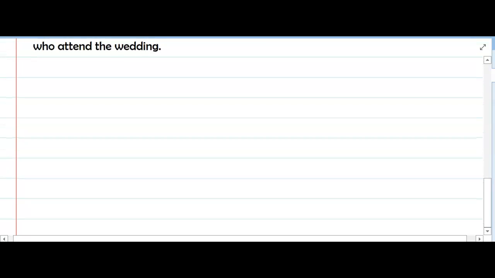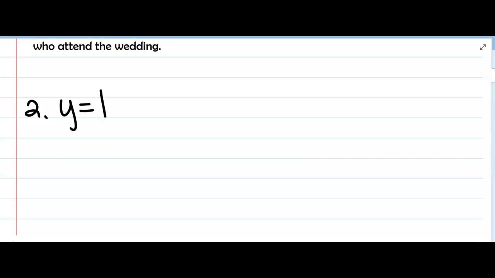Let's do number 2. Okay, number 2, this one's going to be a little different. It says y equals the absolute value of x plus 2. Let me redo that. Y is absolute value of x plus 2.